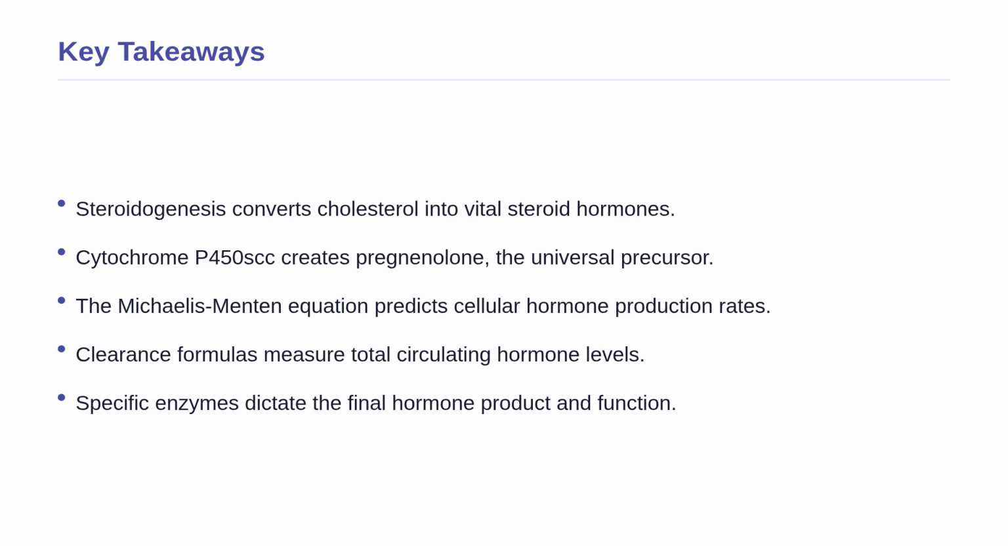Third, we can mathematically predict how fast these cellular factories work using the Michaelis-Menten equation, and we can measure total circulating hormones using clearance formulas. By understanding both the biological steps and the mathematical rates, you now have a solid grasp of how our bodies maintain internal balance and drive reproduction.